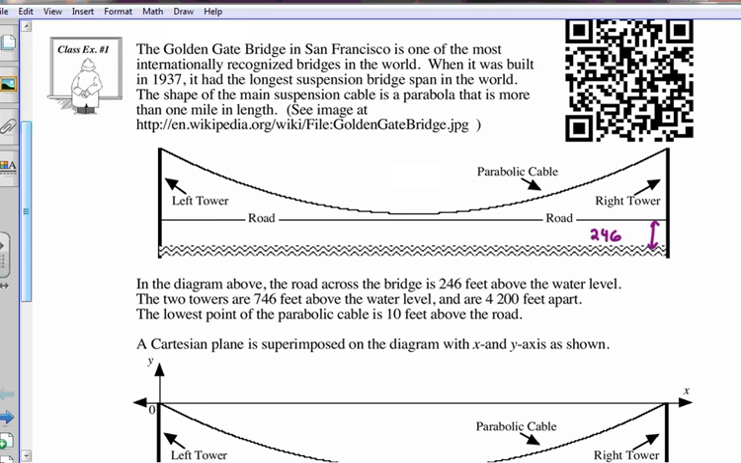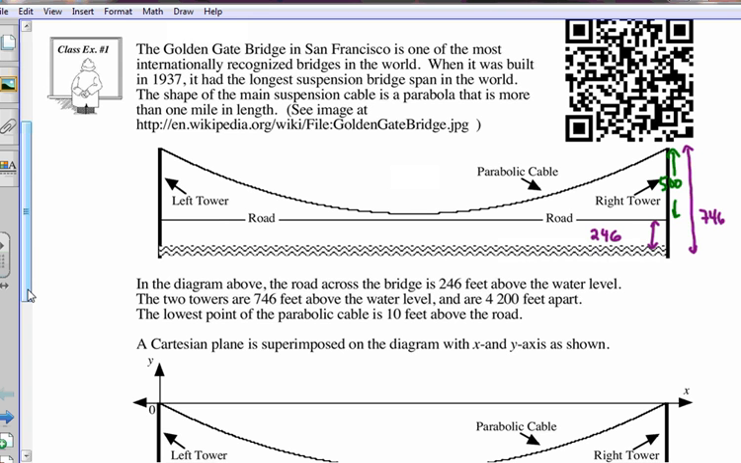No. The two towers are 746 feet above the water level. So from the top of the tower to the bottom is 746 feet. So what does that mean about between the road and the top of the tower? It would be 500. You subtract them. So from the top of the suspension to the bridge, it's 500 feet.